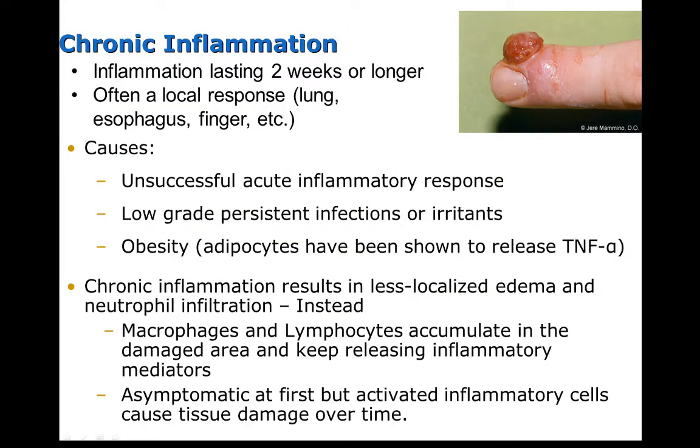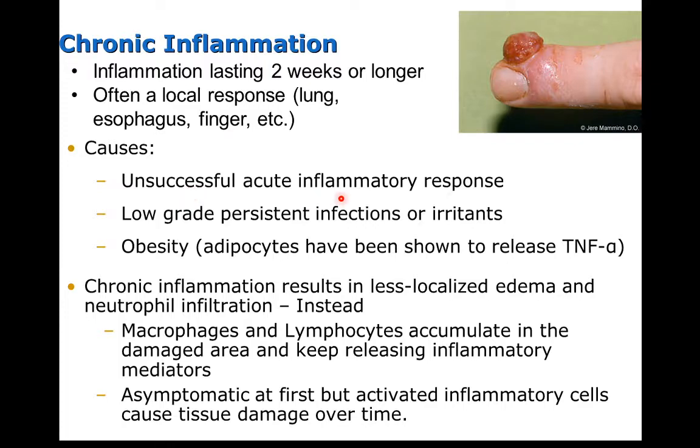Chronic inflammation is characterized by an immune or inflammatory response that lasts 2 weeks or longer. The response is frequently local. For example, in the lung, when we have low-grade persistent infections or irritants. Also, this is a granuloma on this person's finger. So there's been inflammation that's gone on here longer than 2 weeks or more.